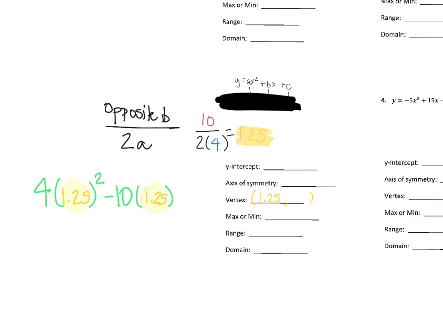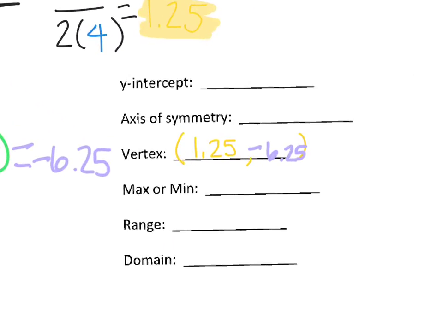Once you get it set up, setting it up is literally the biggest part of the battle, because once you get it set up, all you have to do is put it in the calculator and see what it gives you. Which it gives you negative 6.25. So when you plug all this in, it gives you negative 6.25. And now I have the second half of my vertex.